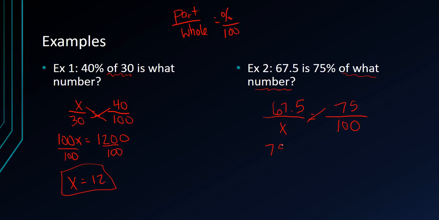You get 75x equals 6,750. Divide. And you get x is 90. So 75% of 90 is that 67.5, and you could check that. And that's really all there is to the percent proportion. Remember that it's part over whole, and percent is out of 100.